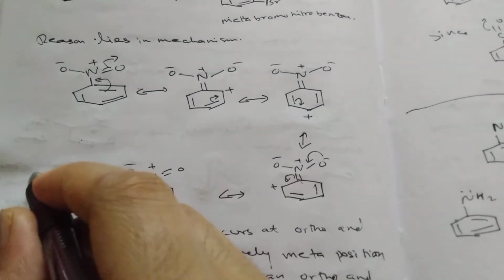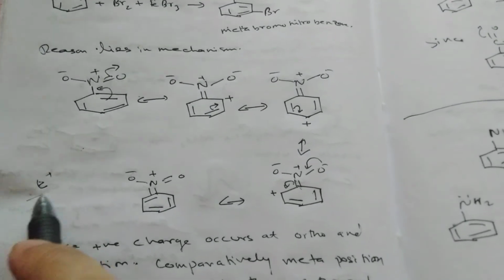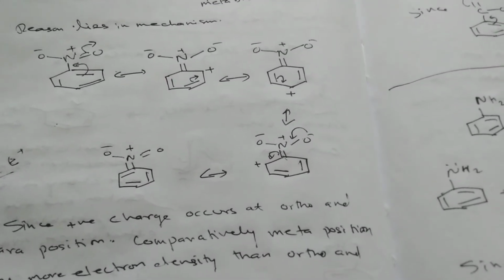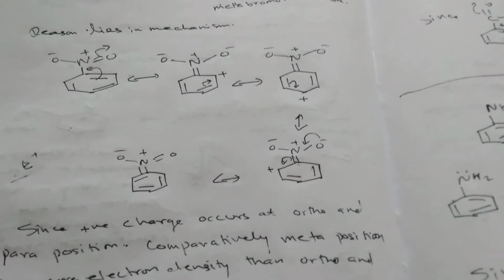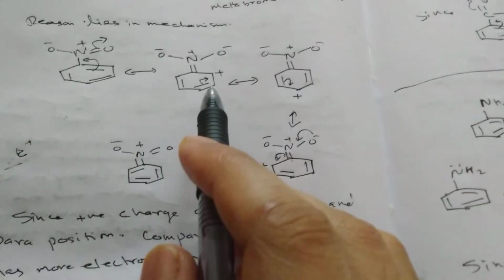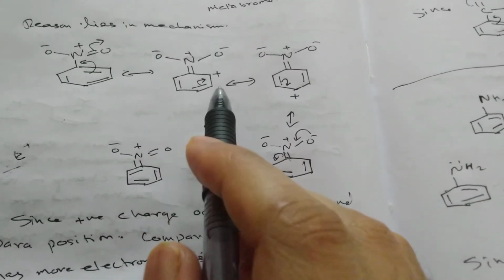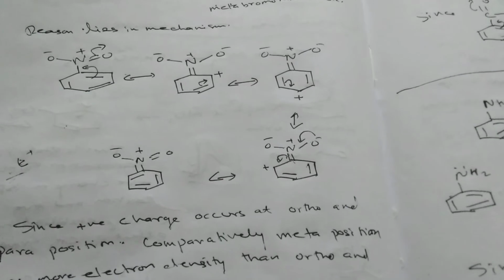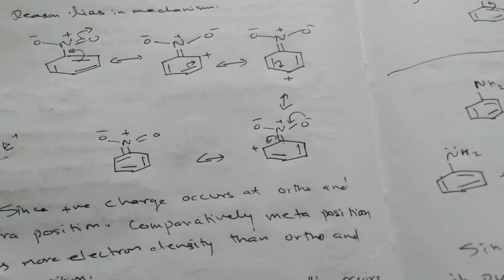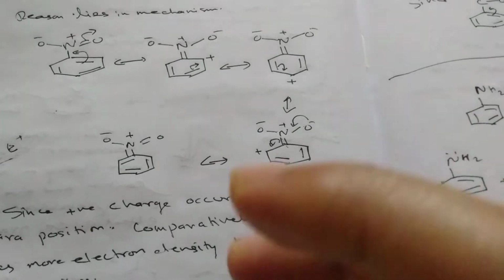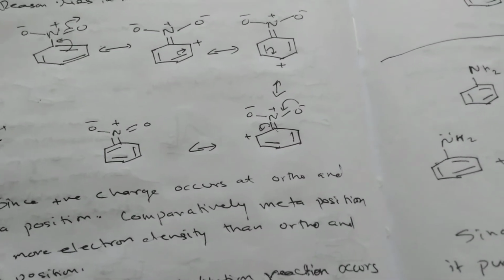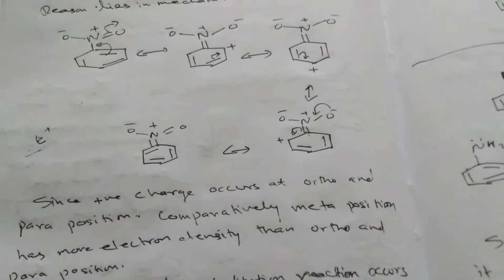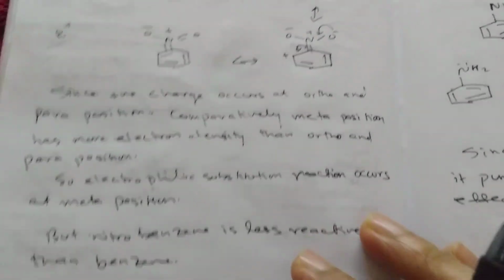And what do you have to attack with? You have to attack with E+. Now this is a ring deactivated system. So it's not that meta position is getting more negative charge. No. That's why it is less reactive than benzene. But at least it is not getting positive charge. At least the meta position is not getting positive charge. And positive charge is coming only to ortho and para. So ortho and para are highly deactivated, and therefore the reaction does not happen on ortho and para position. Rather the electrophilic attack happens on meta position. Okay, I hope it makes sense.